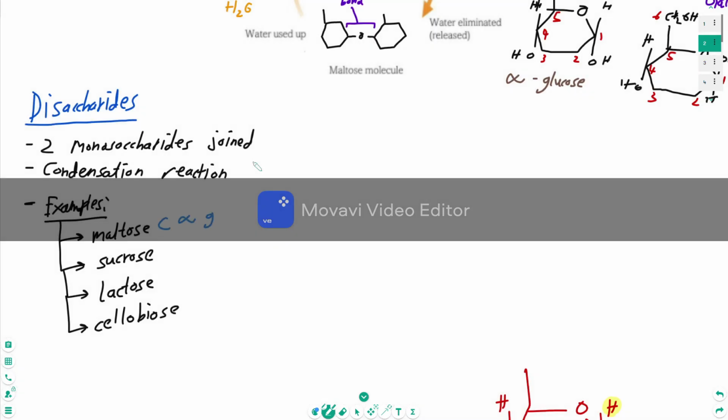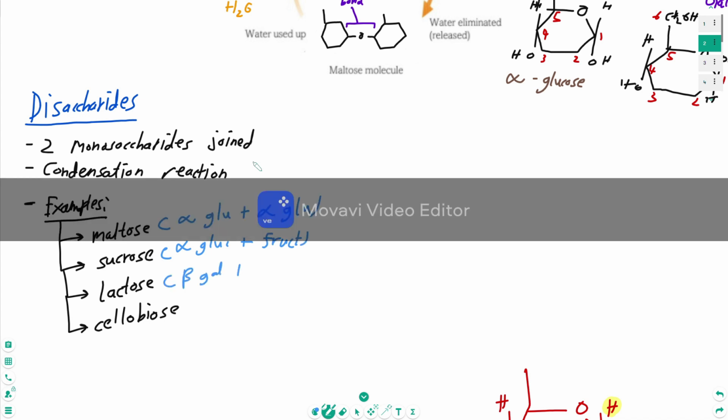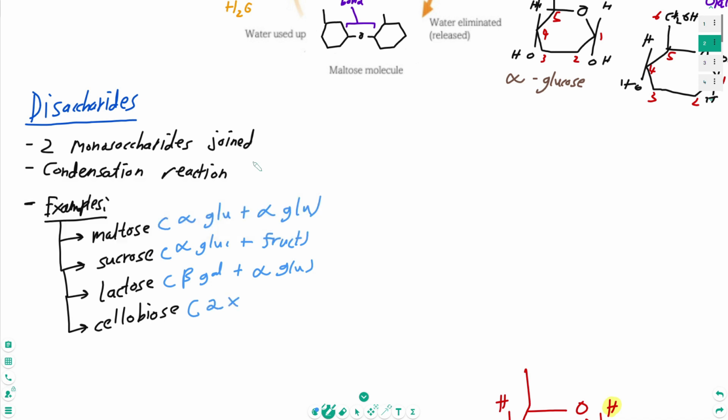Alpha glucose plus alpha glucose. Sucrose is alpha glucose plus fructose. Lactose is beta galactose plus alpha glucose. And cellobiose is 2 times beta glucose. That's probably a better way of writing it. So those are all disaccharides.